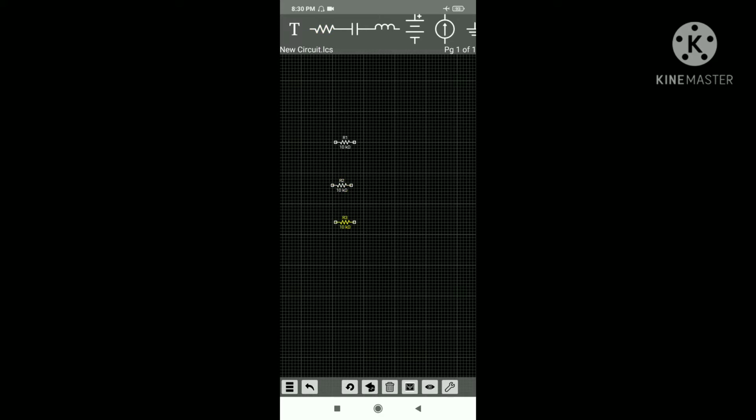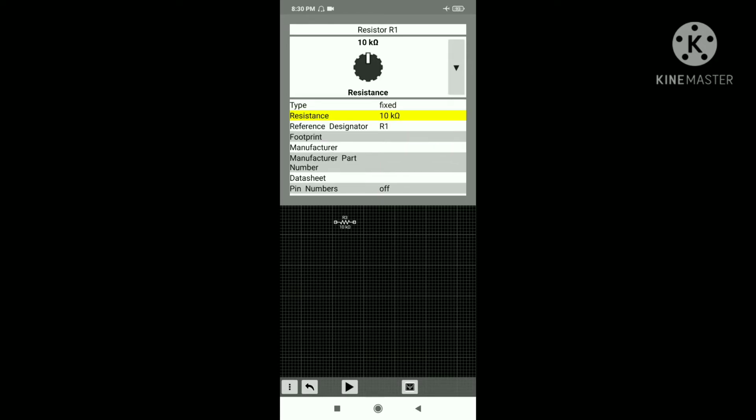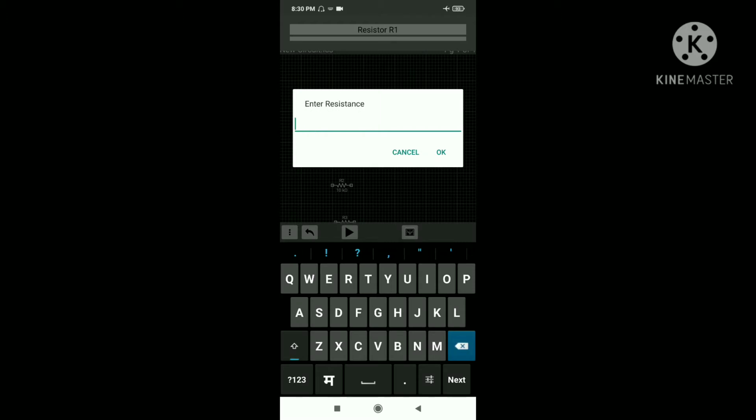Now we require to change its value, so double click on the resistor whose value we require to change. The first resistor's value should be 220 ohm. Here in yellow color the resistance value is 10 kilo ohm. Double click on this, change the value as per the requirement. The value is 220 ohm, select 220.